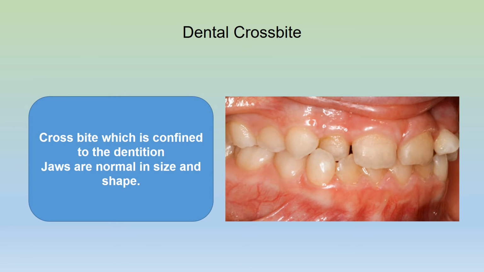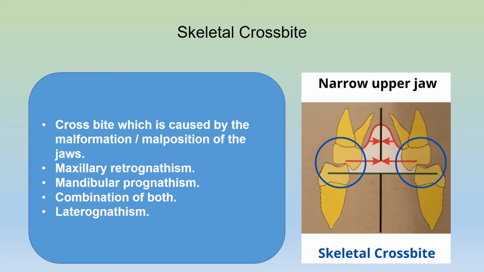Now, dental crossbite. A dental crossbite is a crossbite which is confined to the dentition, wherein the jaws are normal in size and shape. A skeletal crossbite is caused by the malformation or malposition of the jaws. This is commonly due to either maxillary retrognathism, or mandibular prognathism, or a combination of both. Sometimes asymmetry in the transverse plane, known as laterognathism, can also give rise to a crossbite.